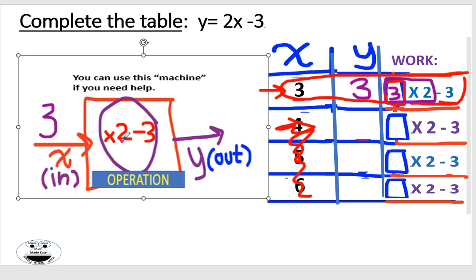Now I'm going to show you how you can use the machine to do the same thing. The machine has two operations. Remember, we use the order of operations, do one at a time. So 3 and then times 2 is going to be 6. And then 6 minus 3 is 3.